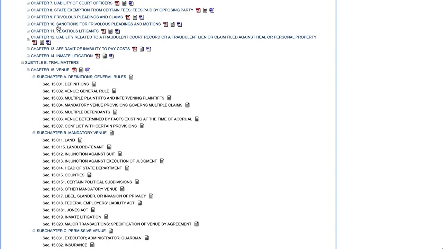Then we also have mandatory venue. For example, land: actions for recovery of real property or an estate or interest in real property, for partition of real property, to remove an encumbrance, and so on, will be brought in the county in which all or part of the property is located. That's going to limit the venue to that county. Landlord-tenant matters: except as provided by another statute prescribing a mandatory venue, a suit between a landlord and tenant arising under a lease shall be brought in the county in which all or part of the real property is located. So that's where we get into certain mandatory venue.